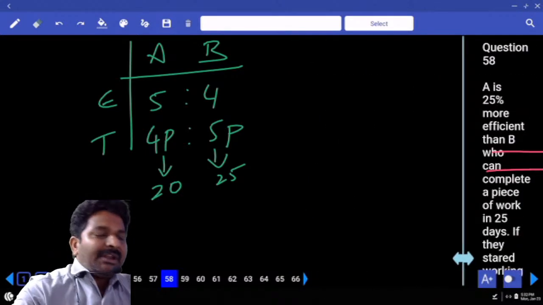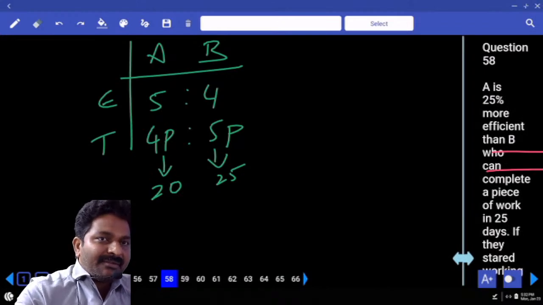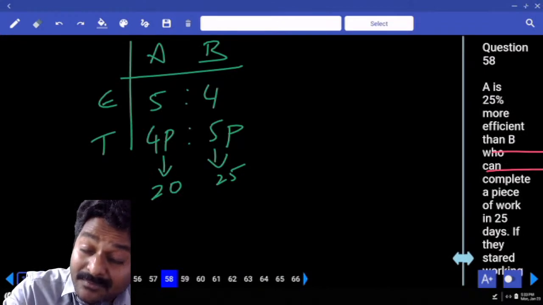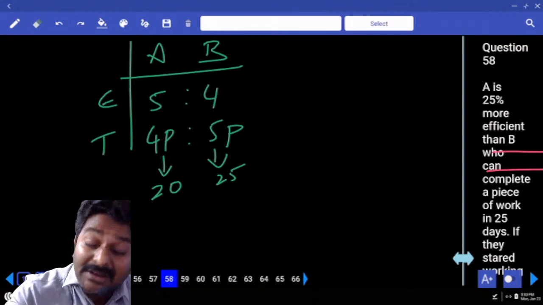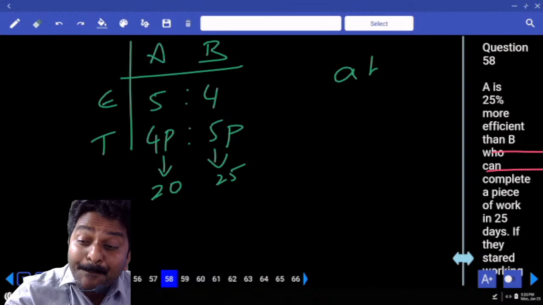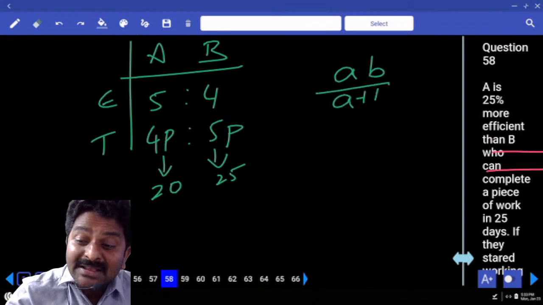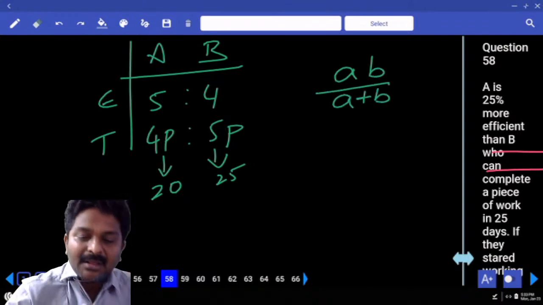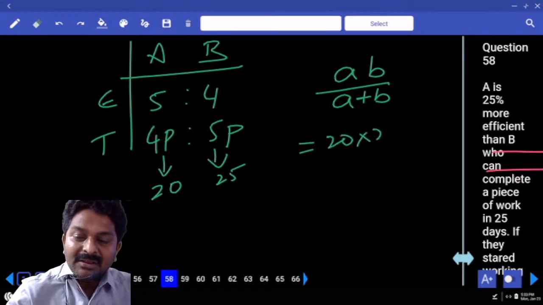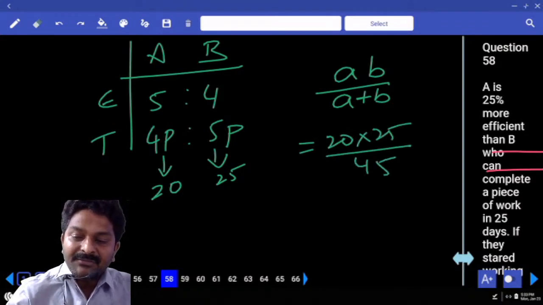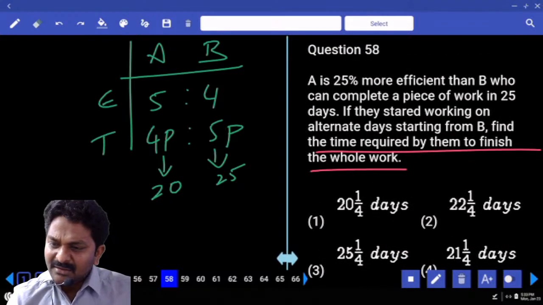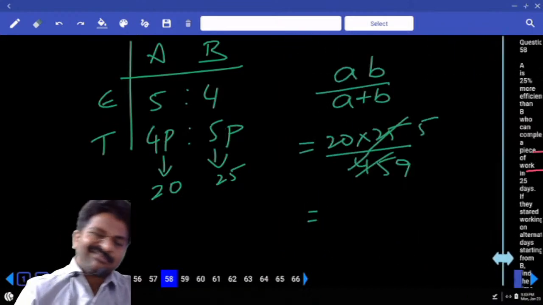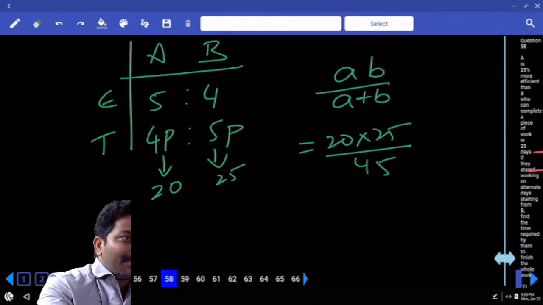So if A can do it in A number of days, B can do it in B number of days, together they can do it in AB by A plus B. Let's apply it. 20, 25, 45. 5 times, 9 times. But it is alternate days, so we cannot apply it directly.